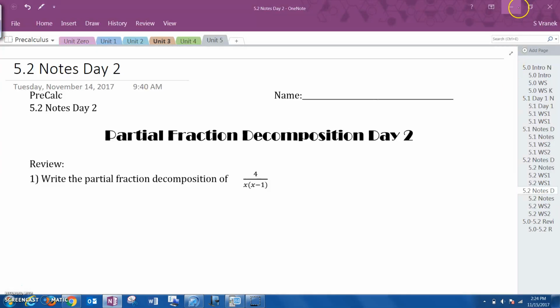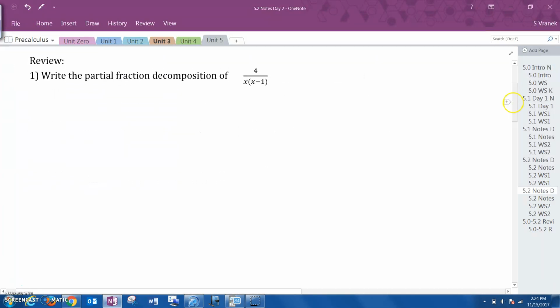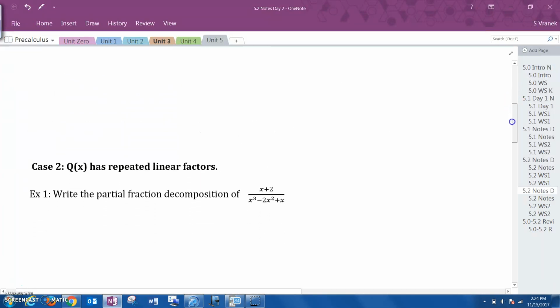And hold on, this isn't moving, so hold on, let me get this back up here. There it goes.